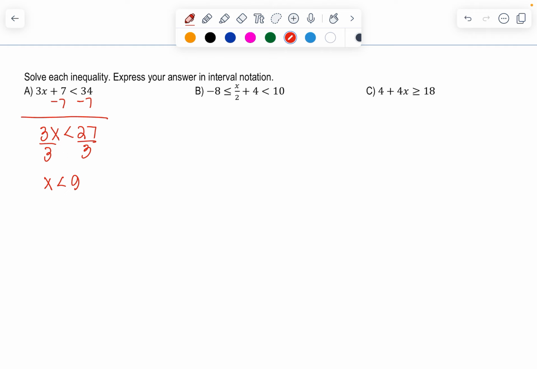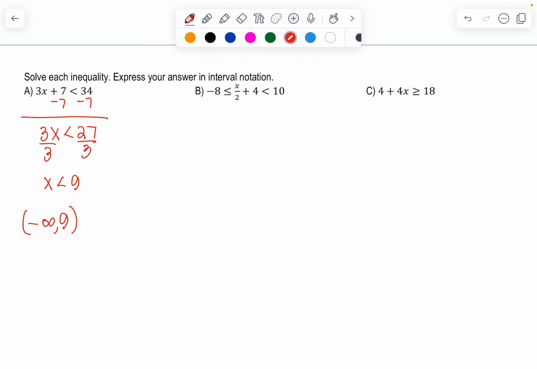If you want to write down the 9 first, you can. And then you want values less than that. Less than that's to the left, that's negative infinity. And then you're not including the 9 in your solution.